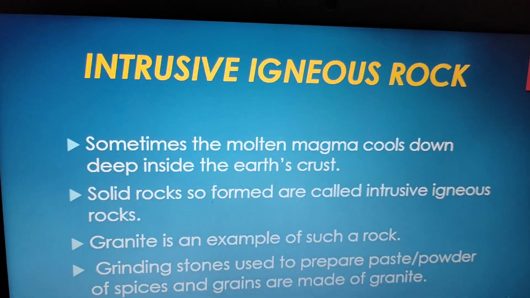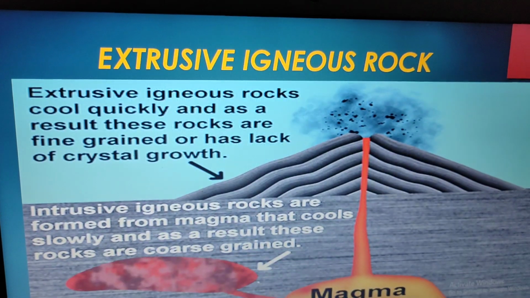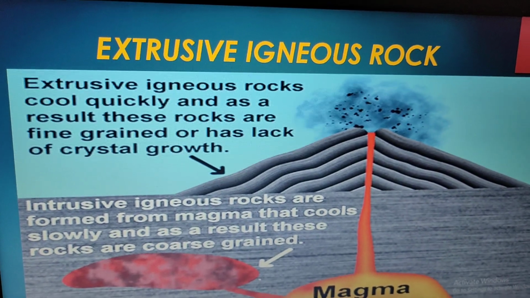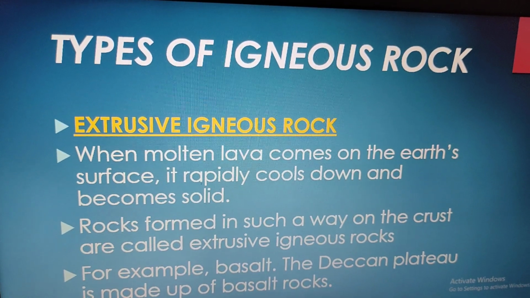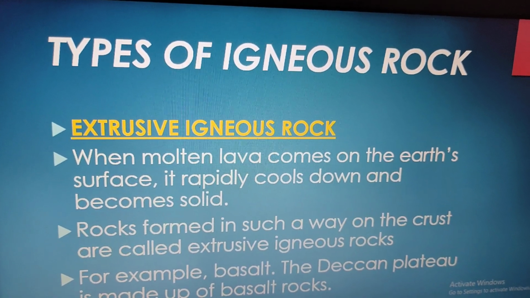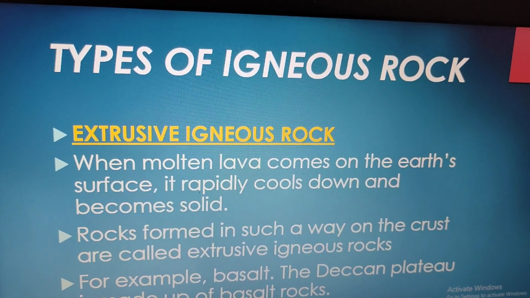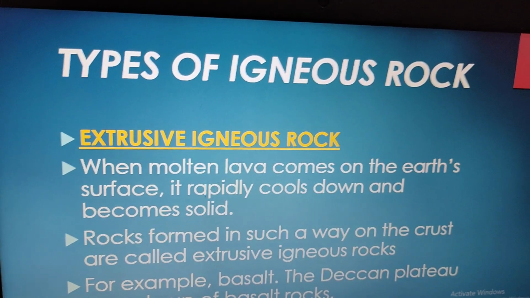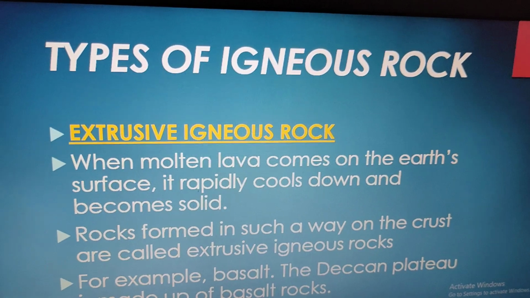Then there are two kinds of igneous rocks: intrusive and extrusive. Now, what is the difference between extrusive and intrusive igneous rocks? In extrusive igneous rocks, the molten lava comes out on the surface of the earth and cools down rapidly. This type of rock is called extrusive igneous rock.